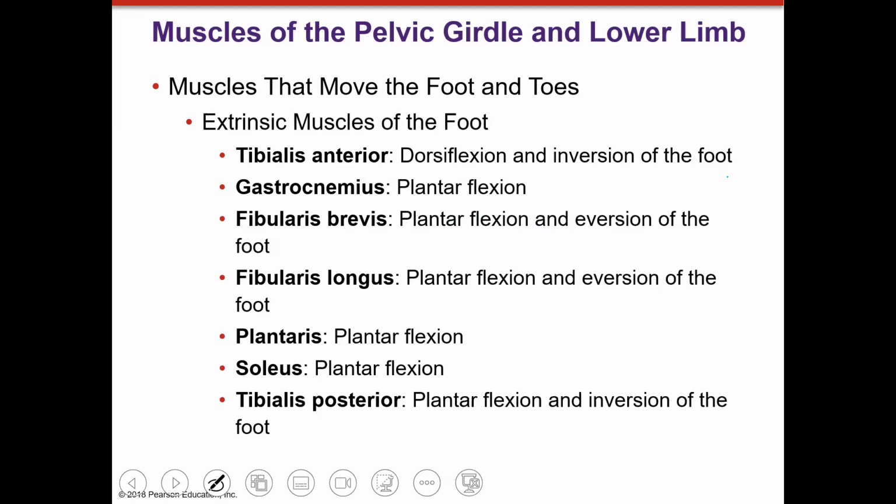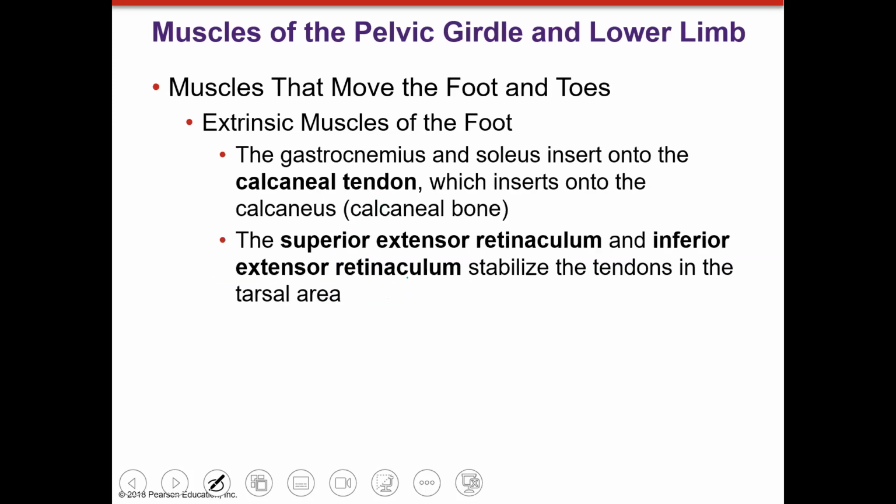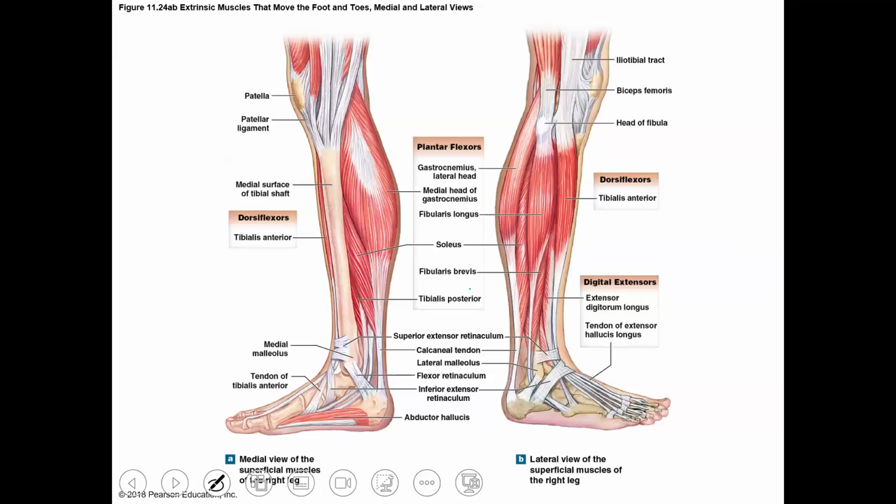We see these muscles, tibialis anterior, gastrocnemius, the back calf muscle here, the front of the lower leg here for tibialis anterior. We see fibularis brevis. Brevis means short, remember? Longus is long. We're going to look at plantaris, soleus, and tibialis posterior. Gastrocnemius and soleus insert onto the calcaneal tendon, or Achilles tendon, you might call it. And we see the different retinaculum or stability tendons here.